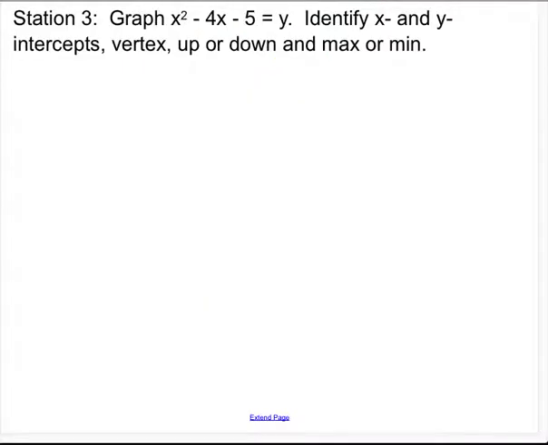Station 3, graphing. So this was from a while ago, so we had a lot of stuff to remember in order to graph this. First of all, think about when you're on a graph, wherever you cross the x-axis, that's an x-intercept. The value for y on the x-axis is 0. So if we substitute 0 for y and solve for x, we'll get our x-intercepts.